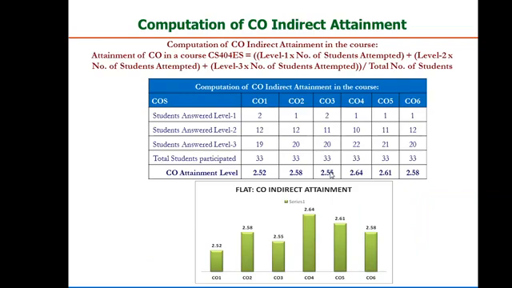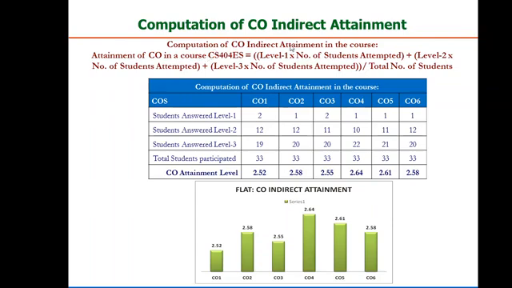Then coming to indirect attainment. So how to compute indirect attainment? Earlier we already mentioned indirect attainment is based on the end semester feedback of that particular course. So from the feedback taken by each and every student in that particular class, using the following formula, we can compute the indirect attainment. The formula is attainment of CO in a course, whatever the course we have considered.